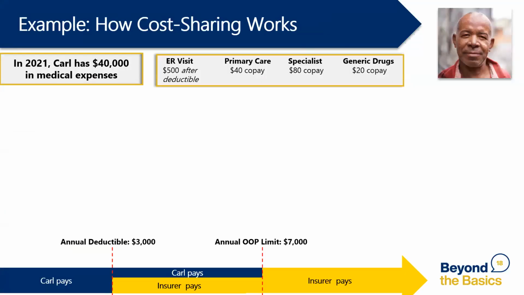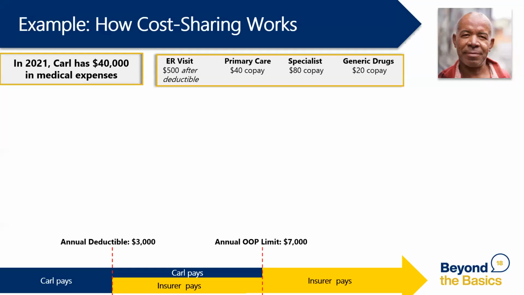What we're going to do here is break down the $40,000 in medical expenses that Carl had this year into each individual healthcare service he received to get a more detailed understanding about how this plan works. And keep in mind that all of the services that Carl receives are from in-network providers.